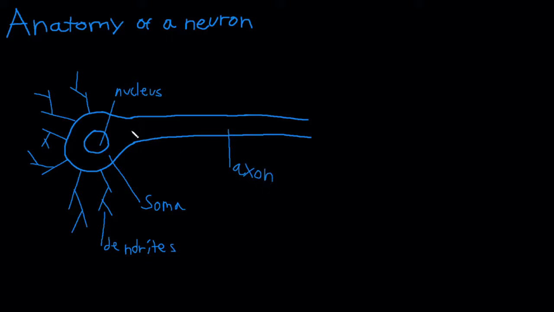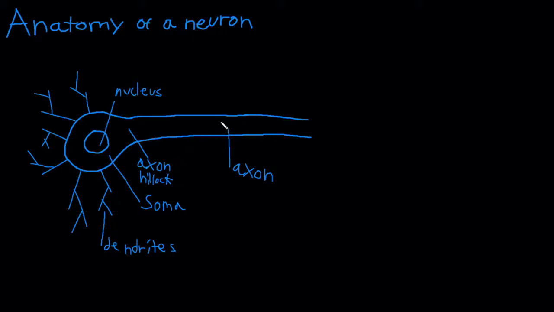And right here, this little bump is called the axon hillock. So let's label this as well. Axon hillock. Kind of hard to write with a mouse.